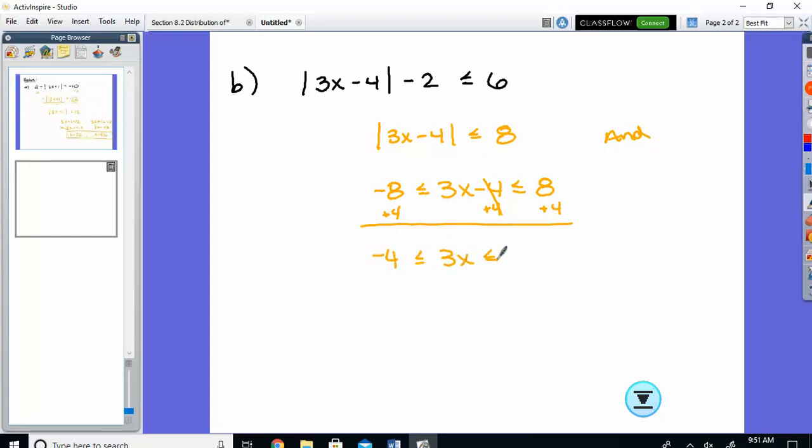-4 less than or equal to 3x less than or equal to 12. Divide by 3. So this tells me x is between -4/3 and 4. We usually wrote the interval because it had an equal to, that's bracket, -4/3, comma 4. So if it's equal to, it's both brackets. And if it wasn't equal to, they'd both be parentheses. Is it ever where they'll be different? Not on these, no.